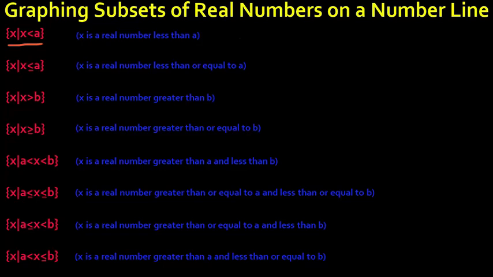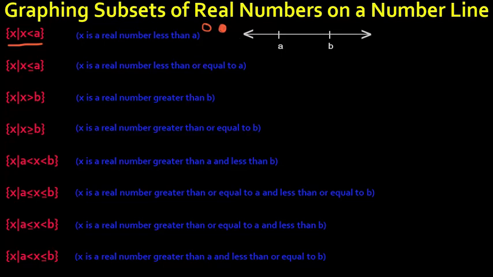Now, to graph that onto a number line, we would just find a, and since it says less than, not less than or equal to, it will be an open circle. And if it is less than or equal to, or greater than or equal to, it will be a closed circle.